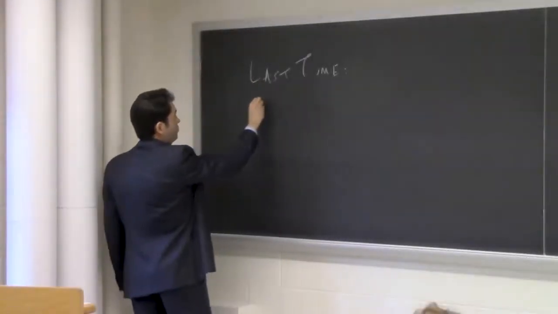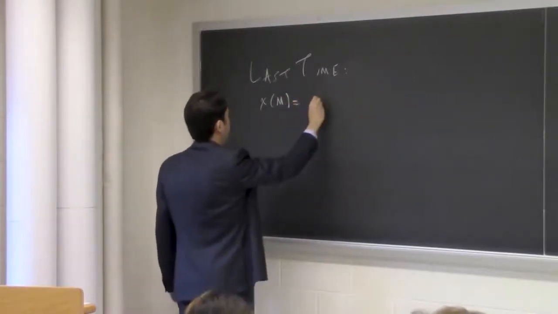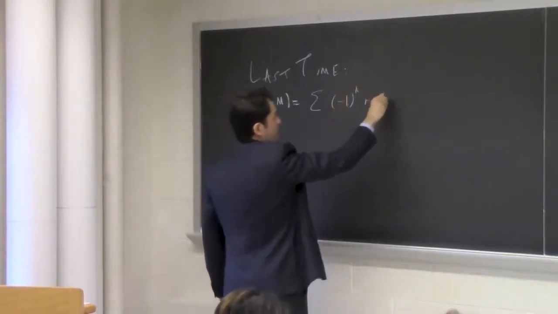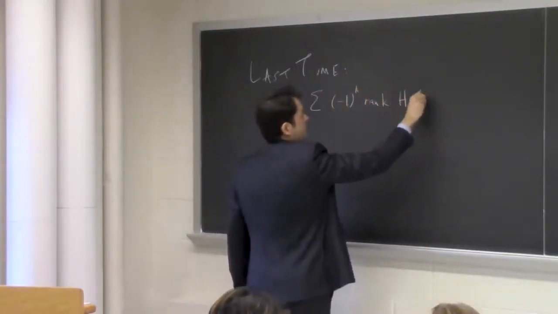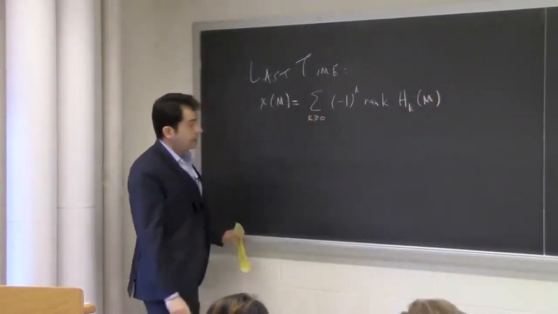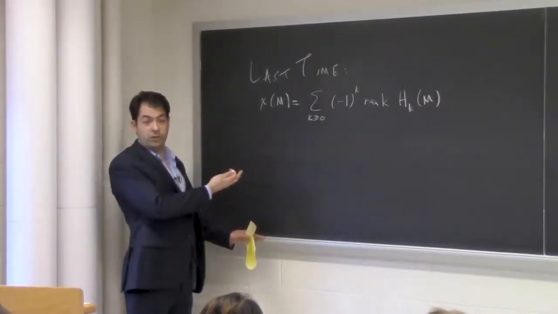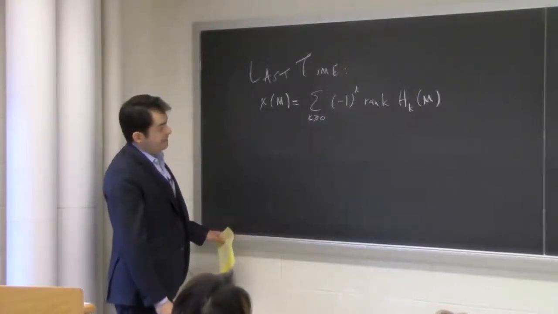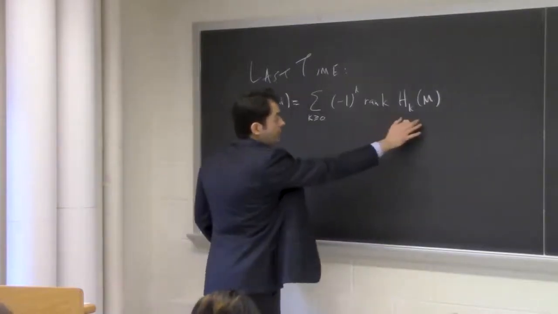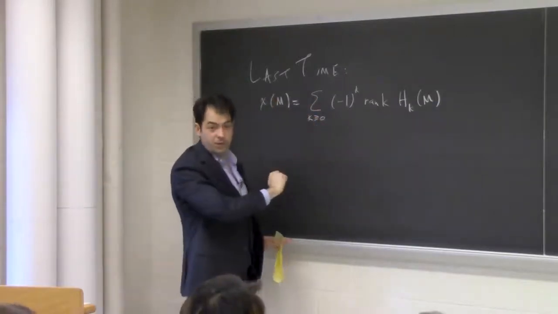OK, so last time we introduced the Euler characteristic, which we won't do very much with this semester, but it's nice to have. So whenever the right-hand side makes sense, we call it the Euler characteristic. So if this is a finitely generated abelian group, or at least if this is going to make sense, it's a finitely generated abelian group.